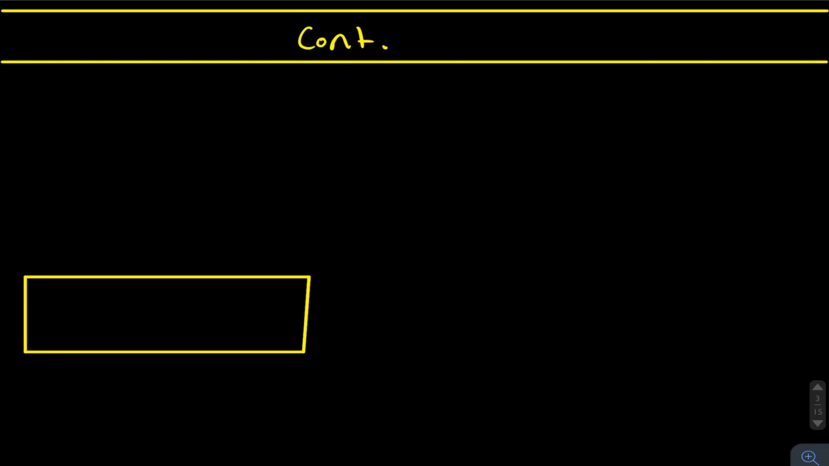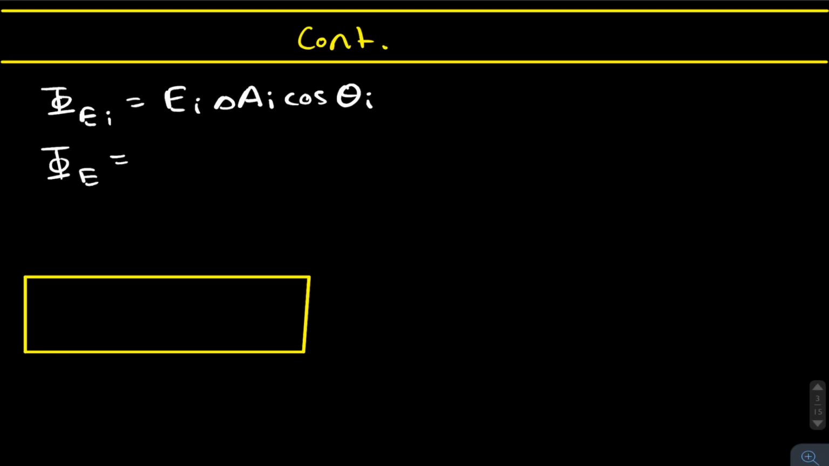Now we're going to continue on here and end up with our integral notation. We can further elaborate on this: the electric flux equals, I'll write it again, E_i delta A_i cosine theta_i. What we end up doing here is we add all these little i's up, and we say that the electric flux is the sum of E_i delta A_i cosine theta_i.